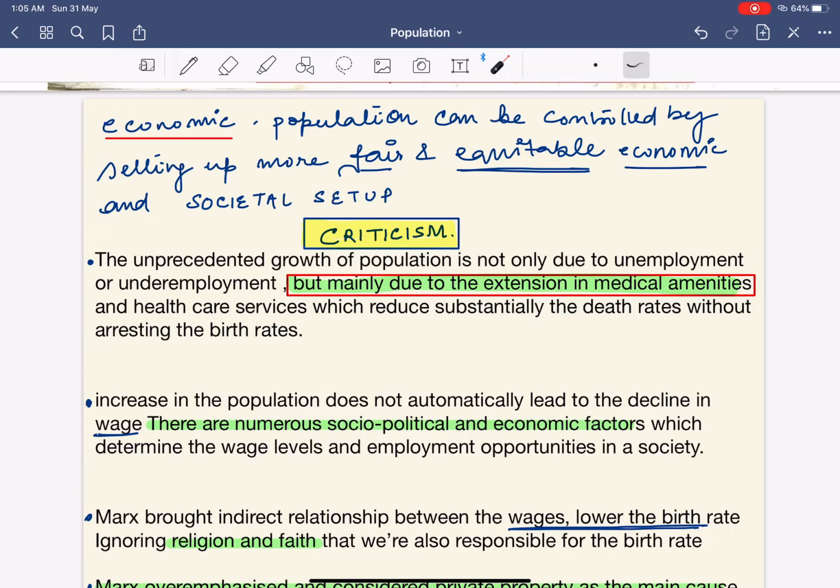Marx said that the population growth is basically because of the capitalists, but no, population also grew because the death rates declined because of the medical technologies and healthcare services that developed. This thing was ignored by whom? Malthus, and this was also ignored by Marx.